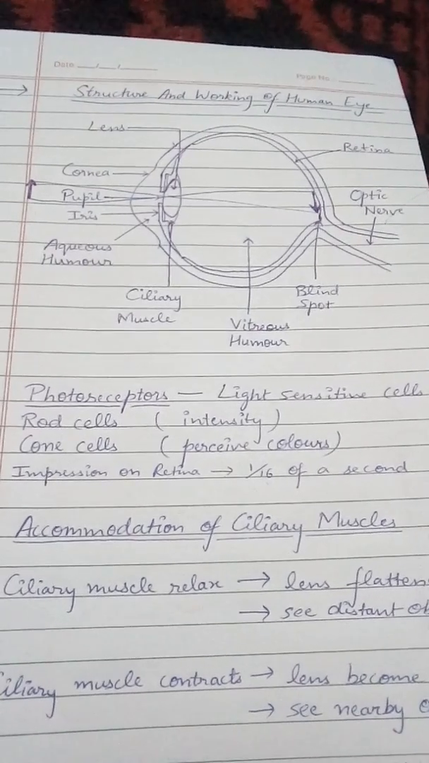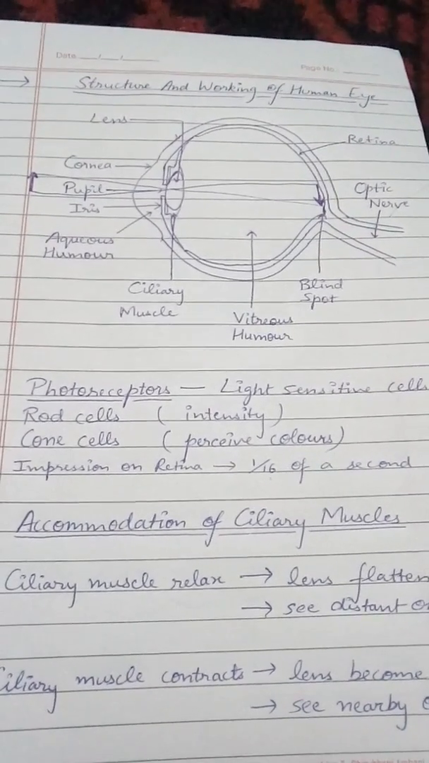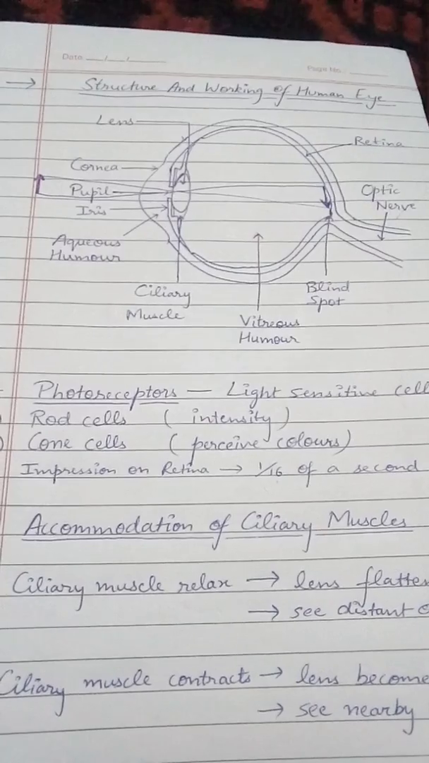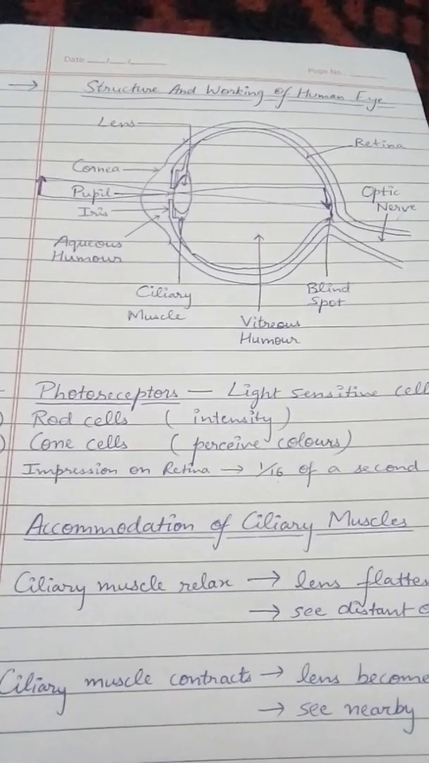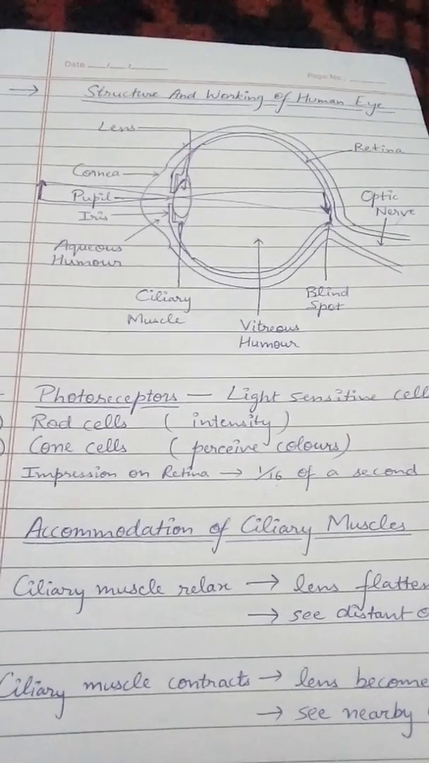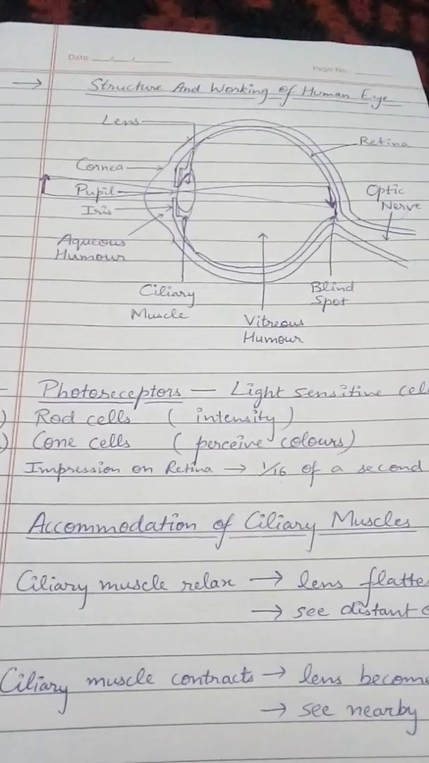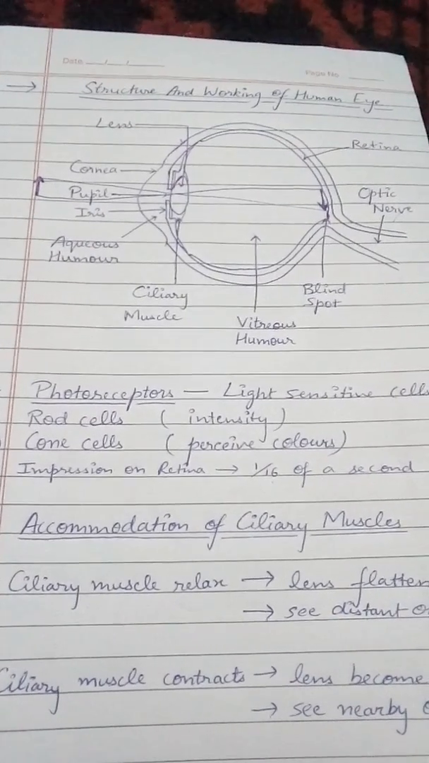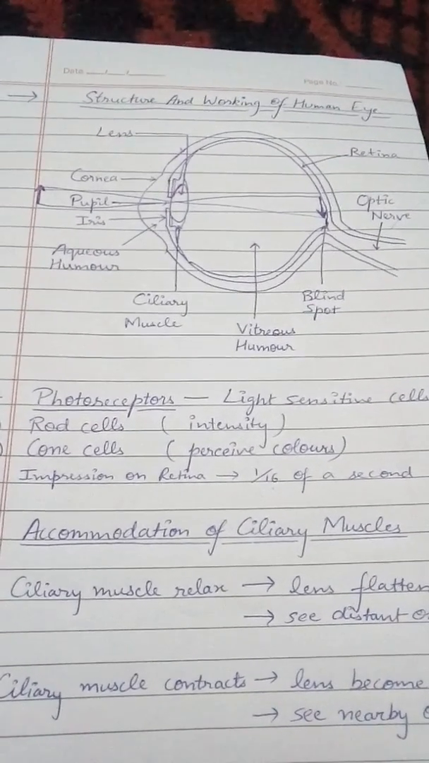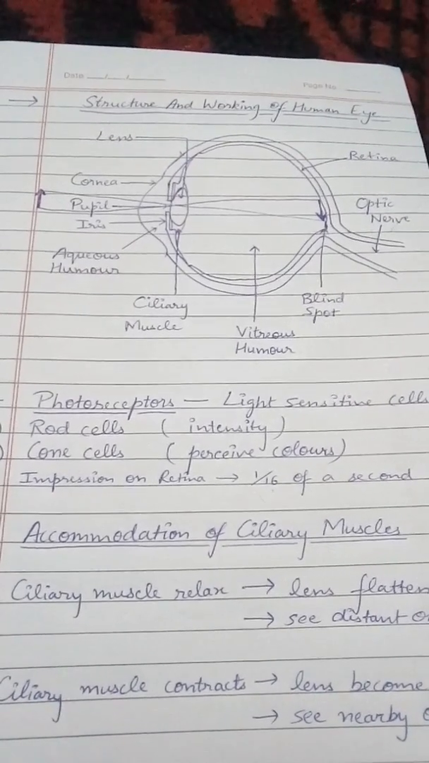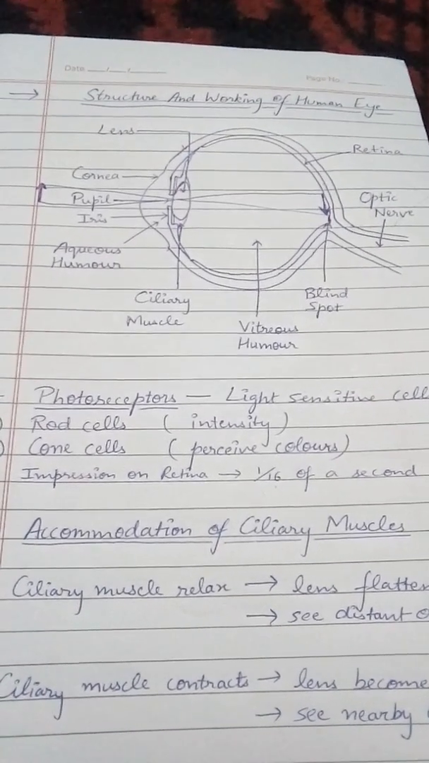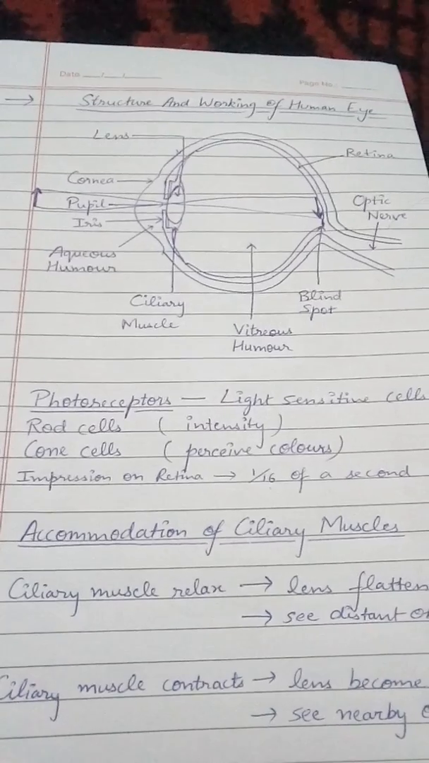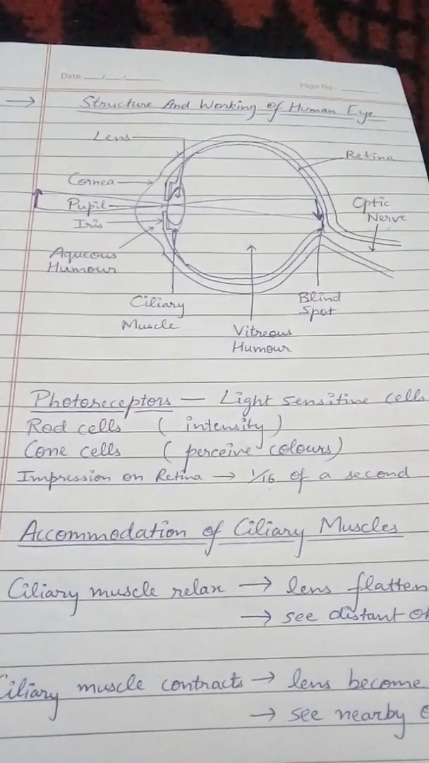Friends, let us discuss something about the structure and working of the human eye. As you all know, the human eye is an essential part of our body, and we can see this beautiful world around us just because of our eyes. So it's necessary to know about the structure and working of the human eye. Let's start with the structure.